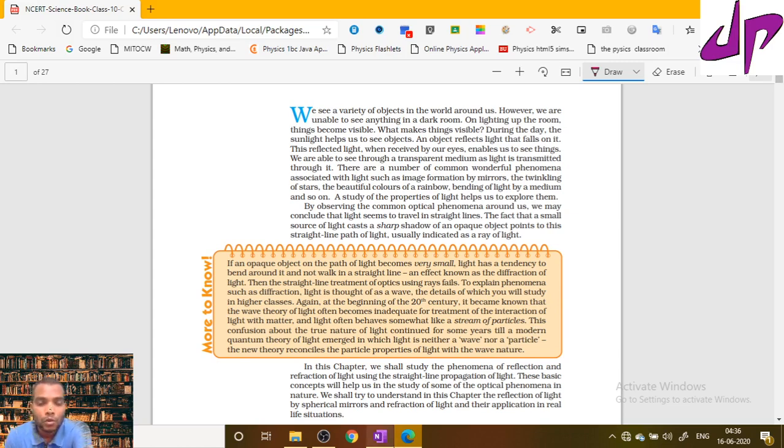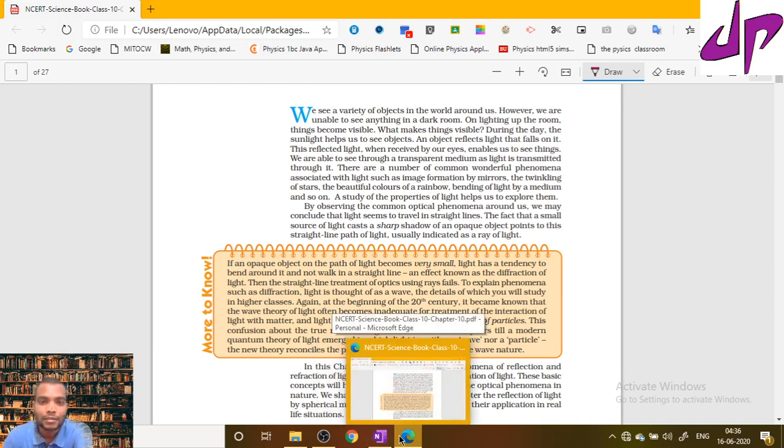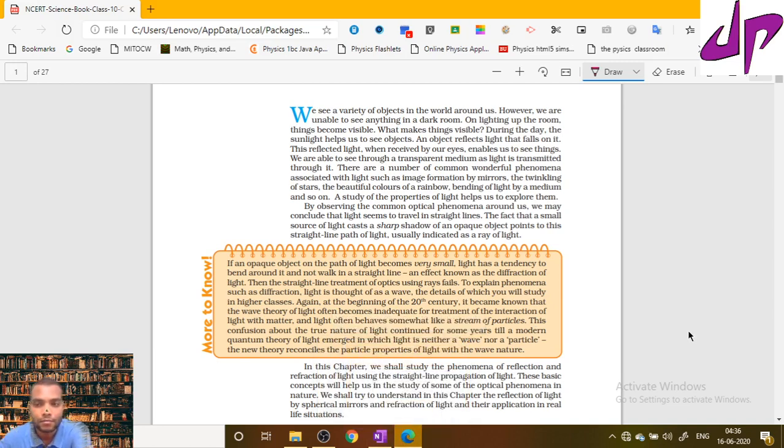So, I was talking about light, that is rectilinear propagation of light, reflection and refraction. In this chapter, the very first topic we need to discuss is the rectilinear propagation of light. It means the straight line propagation of light. We are considering light to be traveling in a straight line. That's known as rectilinear propagation.